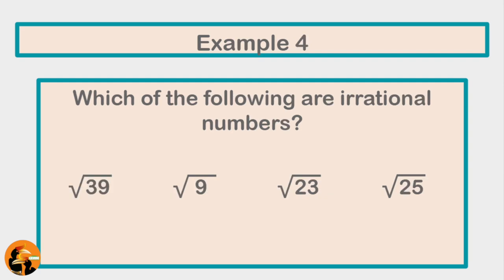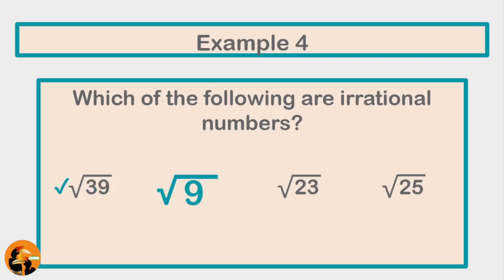Let's do one more. Which of the following are irrational numbers? In order for the square root of a whole number to be irrational, the whole number must not be a perfect square, which means that no whole number times itself will equal the number under the square root sign. Well, there is no whole number times itself that equals 39, so the square root of 39 is irrational.